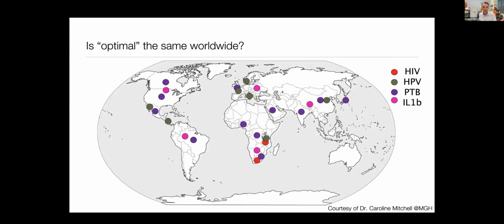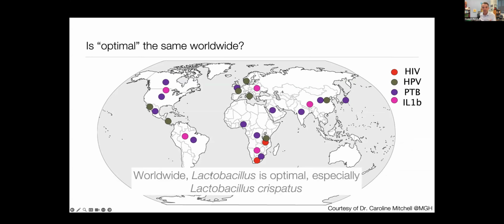Ultimately, what we'd like to know is what is optimal and non-optimal. This is a slide that was originally put together by Caroline Mitchell. What it shows is a bunch of studies around the world where they looked at the vaginal microbiome and at different outcomes, whether it was HIV, HPV, preterm birth, or even inflammation with IL-1 beta. And what all those studies basically conclude is that lactobacillus is almost universally optimal, especially Lactobacillus crispatus.